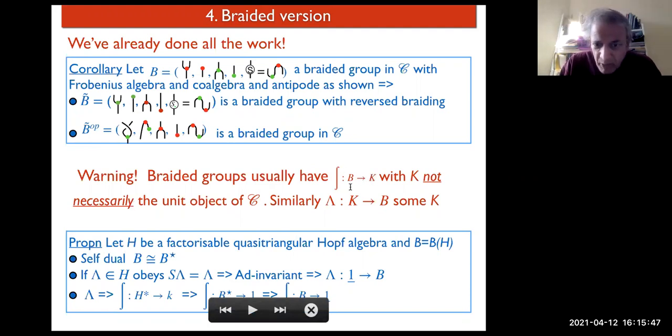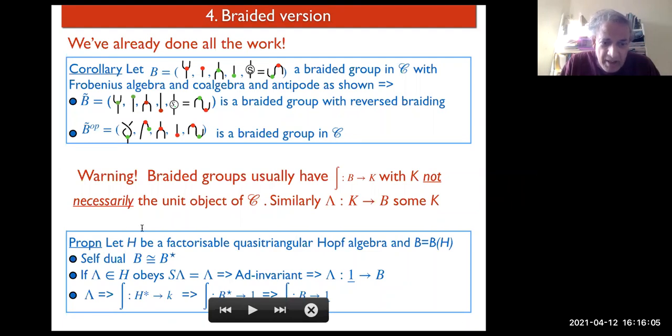And that means you can't pull it through braid crossings. And similarly, the integral element, you can view it as a morphism if you want, but it isn't a morphism from the unit object. It'll usually be some other object in the category, some other object which still behaves well with respect to tensor products, but not the unit one.